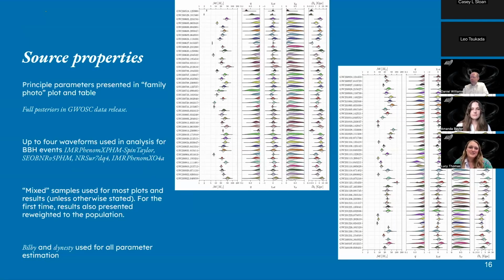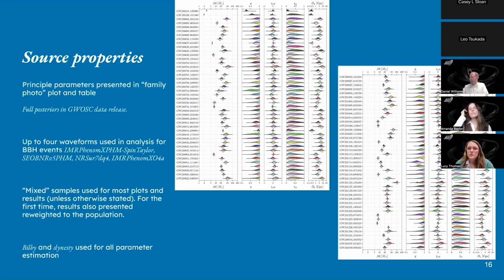We're showing here source properties for the 86 events for which there was a false alarm rate of less than 1 per year, and also a probability of being astrophysical of greater than 0.5, which out of those 126 events that Amanda just described, there are 86 of those. And in the paper, we show the principal parameters here represented in these big family photo plots and tables. This big plot is just a summary, but the full posteriors are available for download in the Gravitational-Wave Open Science Center data release.